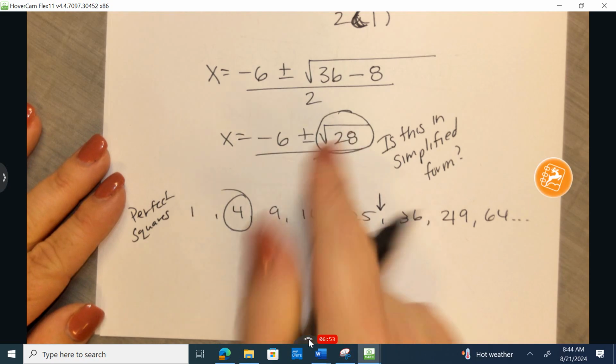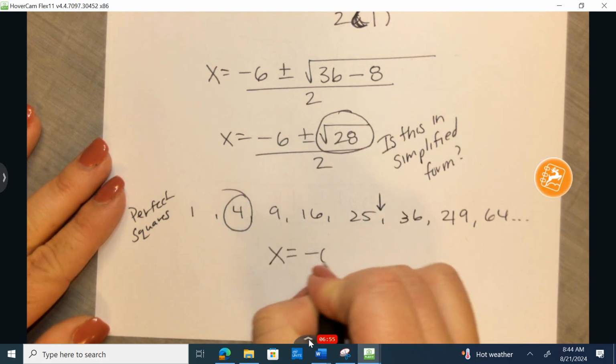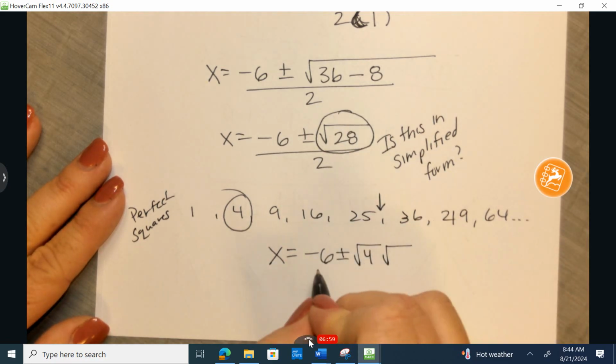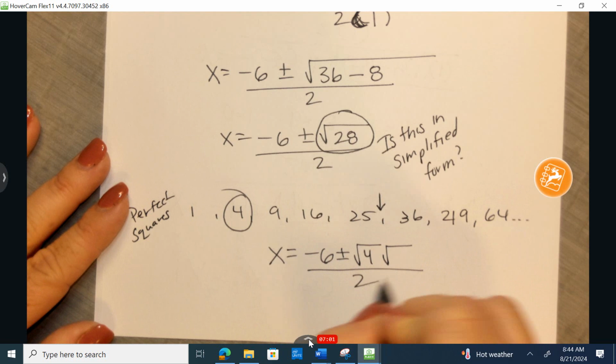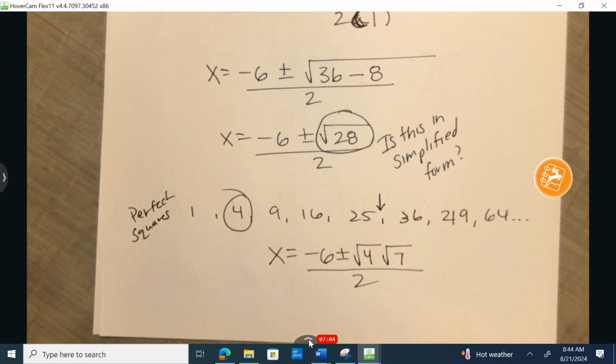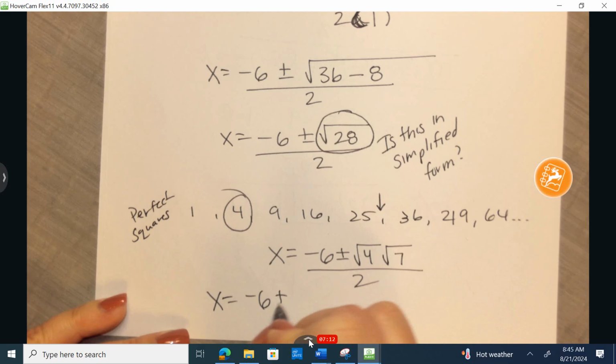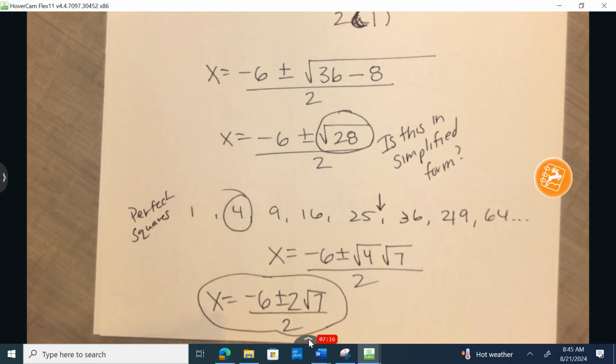So I need to rewrite this as x equals negative 6 plus or minus the square root of 4 times what value gives me 28? And the answer is 7. I know you learned this freshman year. We're just reapplying this. Now, I also know the square root of 4 is 2, so this is my final answer: x equals negative 6 plus or minus 2 square roots of 7, over 2. I don't want decimal answers. I want exact answers that are simplified.